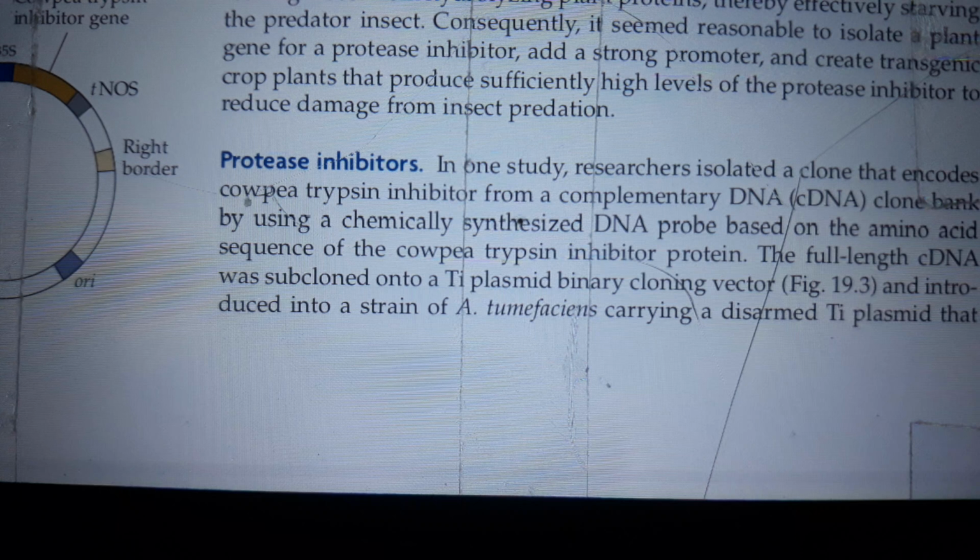Protease inhibitors. In one study, researchers isolated a clone that encodes cowpea trypsin inhibitor from a complementary DNA, cDNA, clone bank by using a chemically synthesized DNA probe based on the amino acid sequence of the cowpea trypsin inhibitor protein. The full-length cDNA was subcloned into a triplasmid binary cloning vector and introduced into a strain of A. tumefaciens carrying a disarmed Ti plasmid.